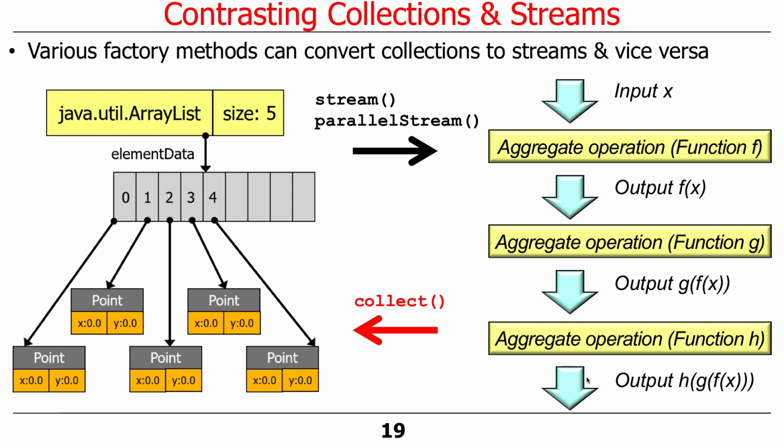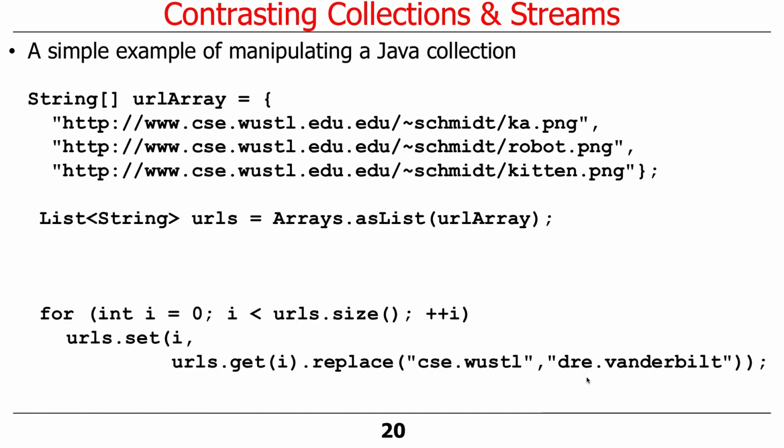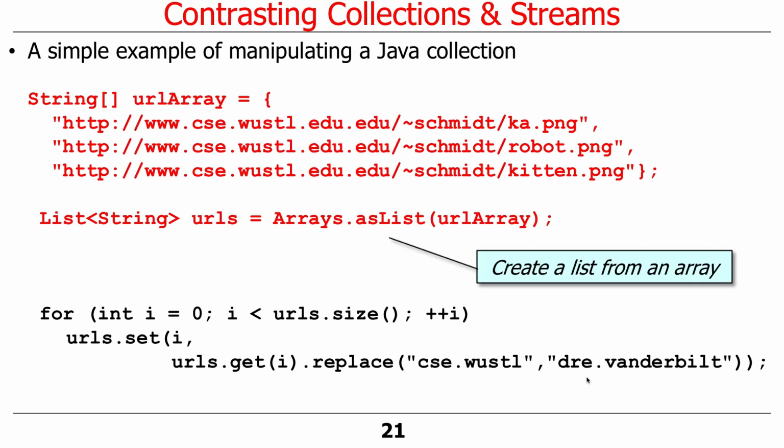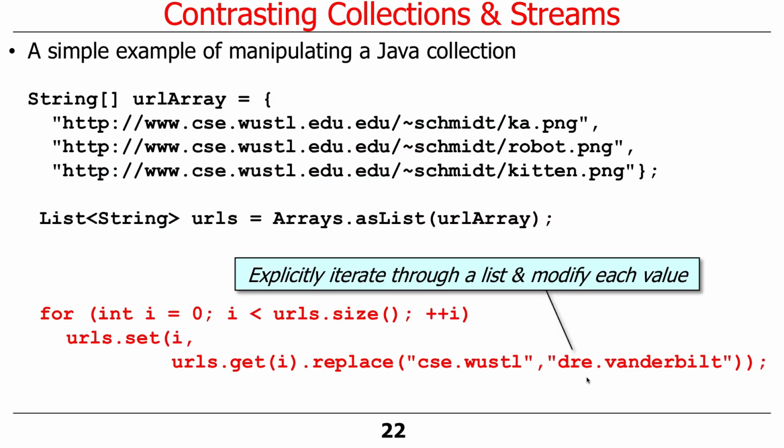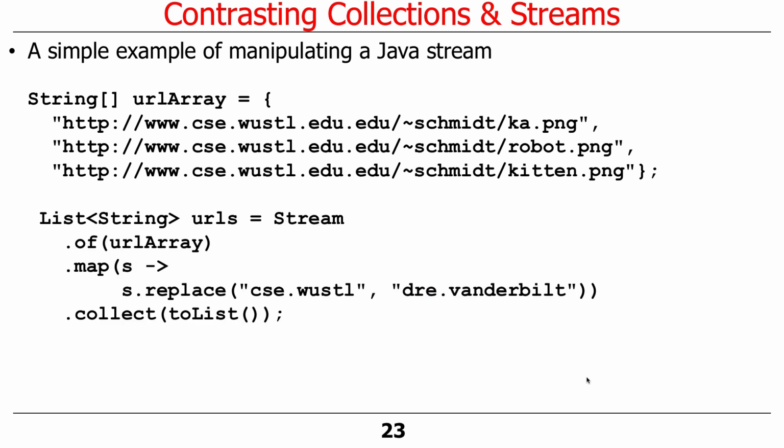A lot of times people get a little bit confused with some of these concepts, and I wanted to clarify them. Here's a very simple example of manipulating a Java collection. We've seen something like this before. So we've got ourselves a bunch of URLs, and we turn them into a list. And then we iterate through the list, not using a stream, in order to replace stuff and update the set of URLs. I think you'll agree with me that this code is a little bit complicated to program. In contrast, here's the same thing, except now we're going to use a stream.